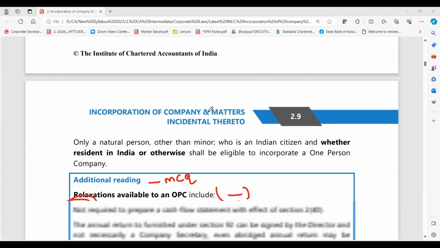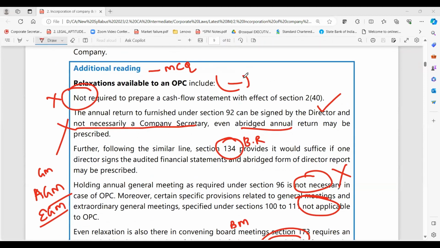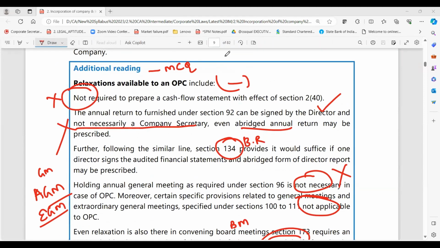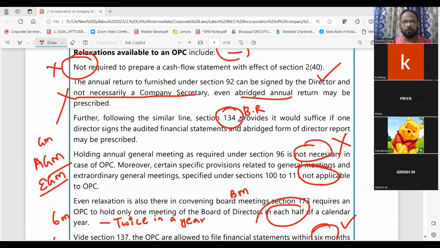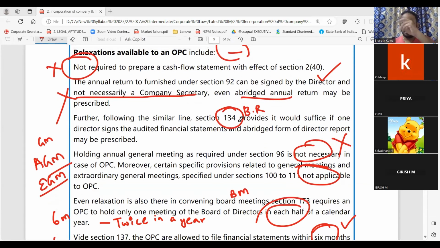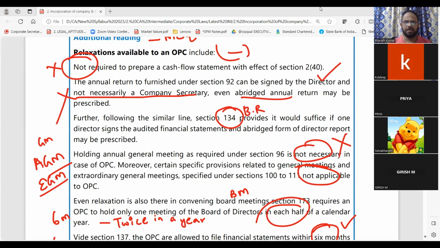So I'll scroll down, guys. Leave this. Write the relaxation. I'm asking you to write the relaxation. Additional reading: what is allowed, what is not allowed. Write this. We will close OPC. No more doubt we will have on this. Please write this.